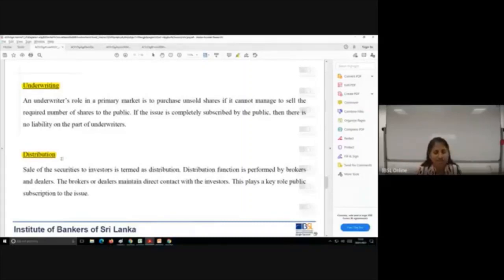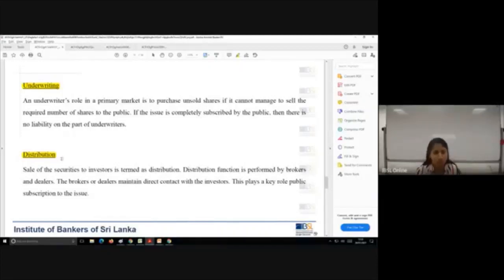What do you mean by distribution? Now you have analyzed the purpose of it and taken an underwriter. Now you are going to go to the market and announce the share issue. For you to approach the investors, who are the frontline staff? Who are the frontliners here? They are the stock brokers or even the dealers. They are the ones who have direct contact with the investor.